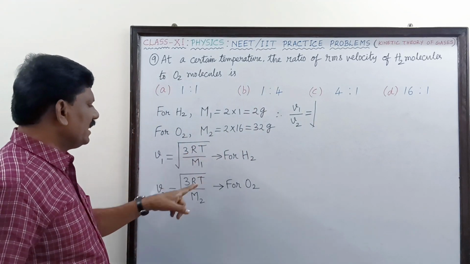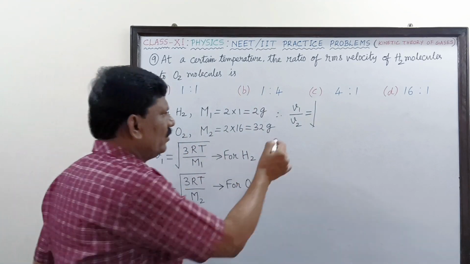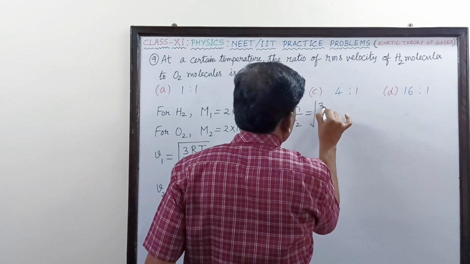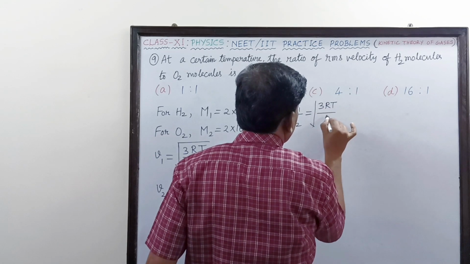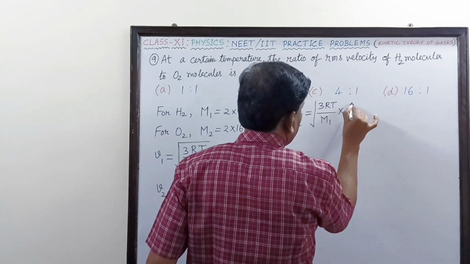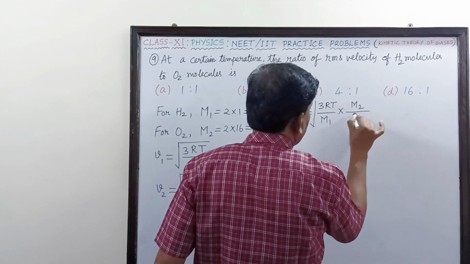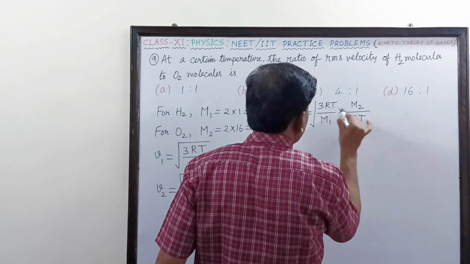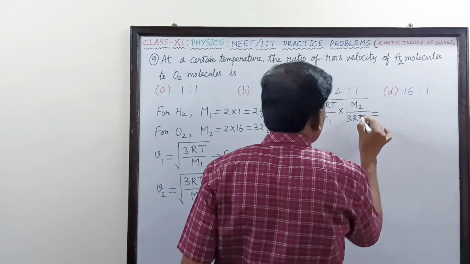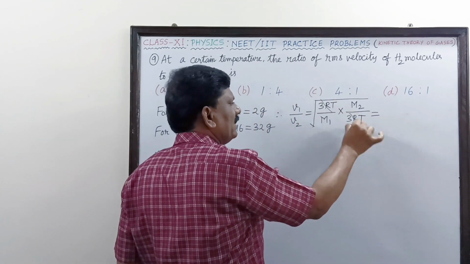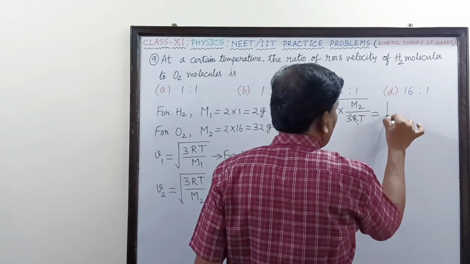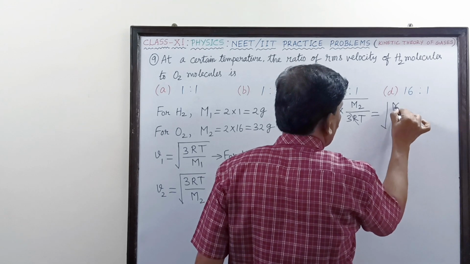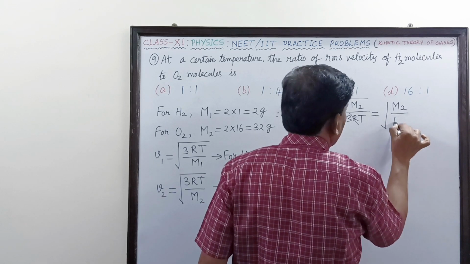Now see here, 3RT and 3RT get cancelled. Anyhow I will show here. So V1 by V2 is 3RT divided by M1 into M2 divided by 3RT. So after cancelling the constant 3RT, we get that this is equal to square root of M2 divided by M1.